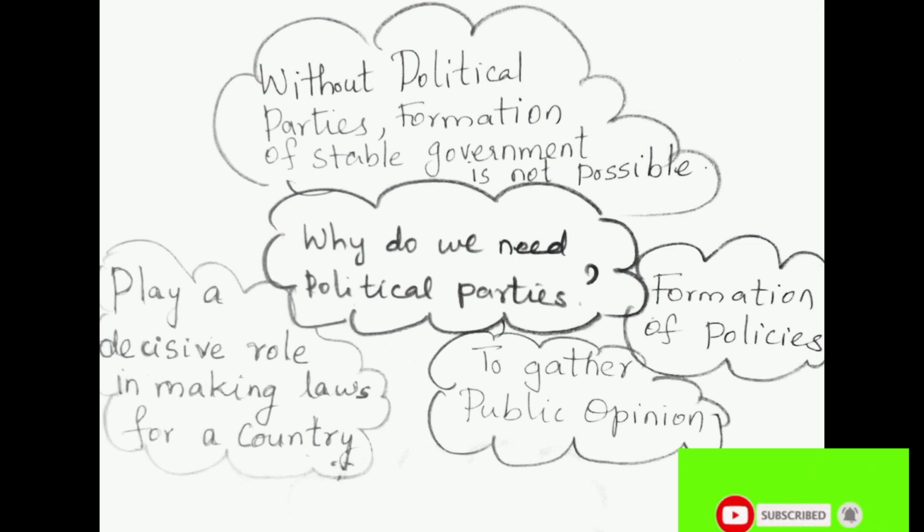To gather public opinion, we need political parties. As societies become large, they need some agency to gather different views of the people on various issues and to present these to the government. This can be done by the political parties through their members. From this, we can understand that political parties are a necessary condition for the working of a democracy.